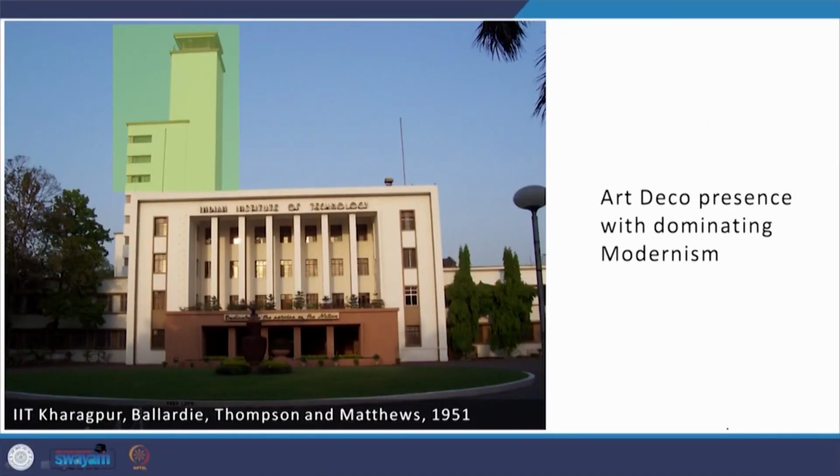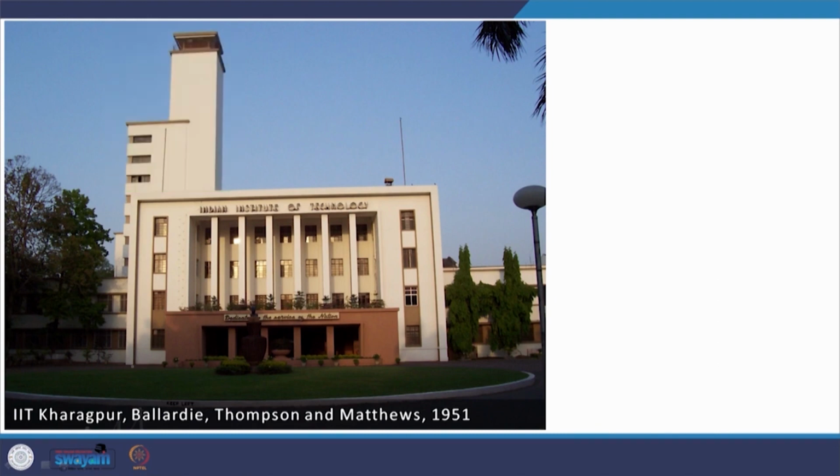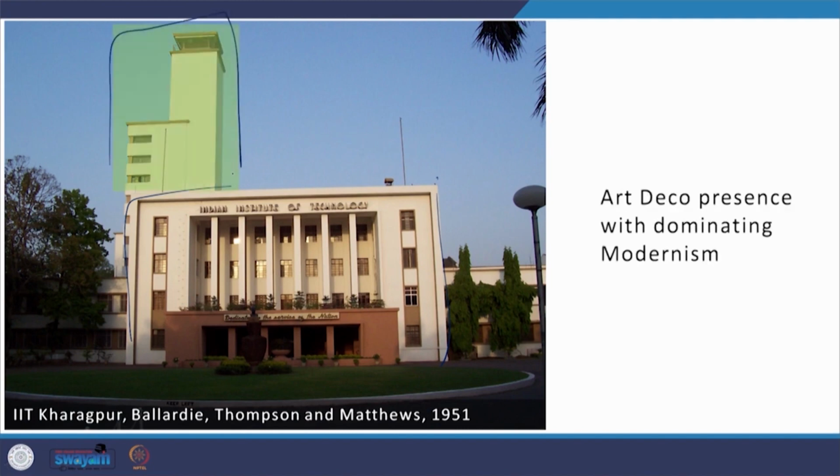Or for example, the main block of the IIT Kharagpur, again by Ballardie, Thompson and Matthews in 1951, this firm continued working in the early years of India's independence. The Art Deco presence here is with the dominating modernism. Let's look at it again. When you look at the facade in the front, it's very strongly modernist. But when you look at this tower at the back, this one, this gives you a clue of the presence of Art Deco within the dominating modernism.